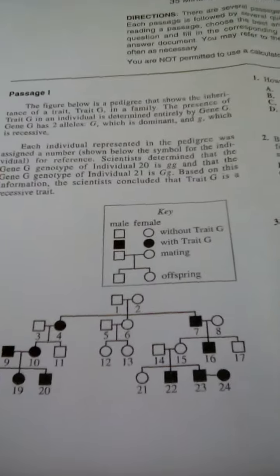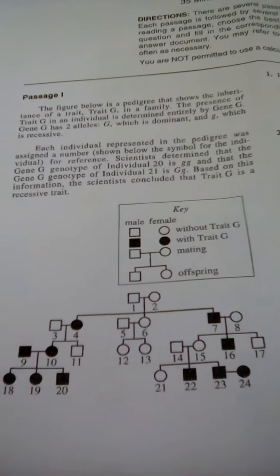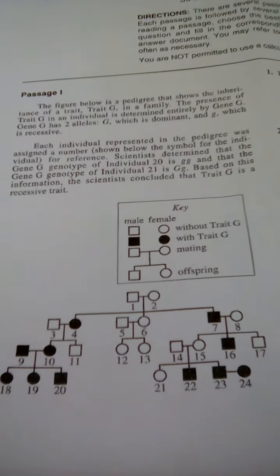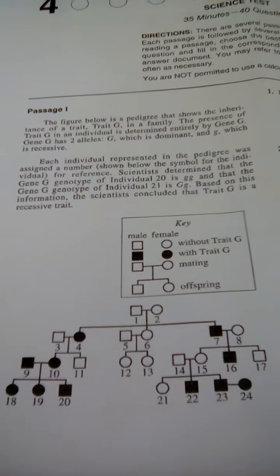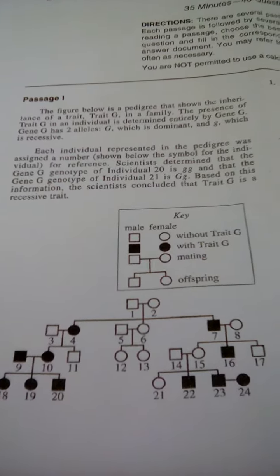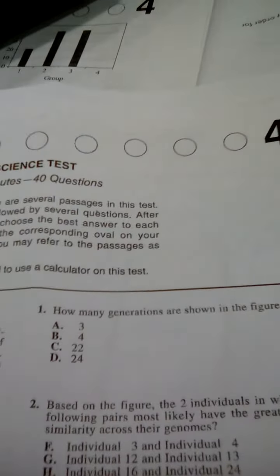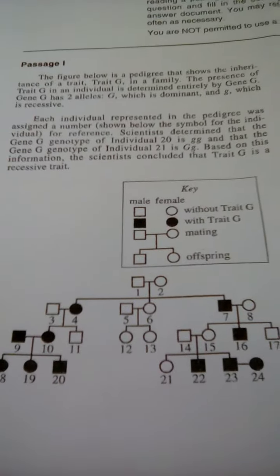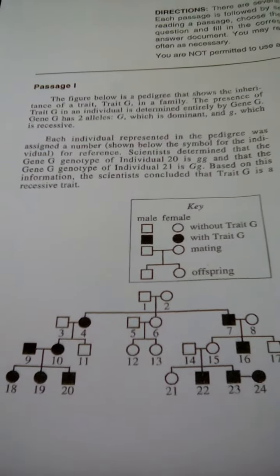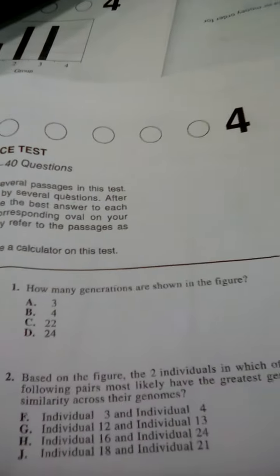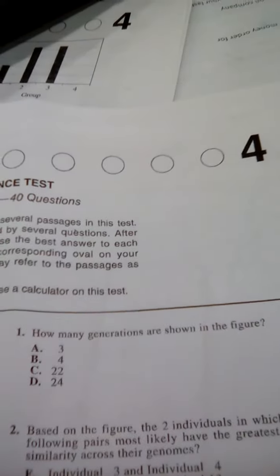Problem 1. How many generations are shown in the figure? Well, generation 1 is 1, 2, generation 2 is the next row, and so on, so we have 4 horizontal lines. Each horizontal line is a generation. So we can determine that since there are 4 horizontal lines of organisms, there are 4 generations, so the answer is B, 4.